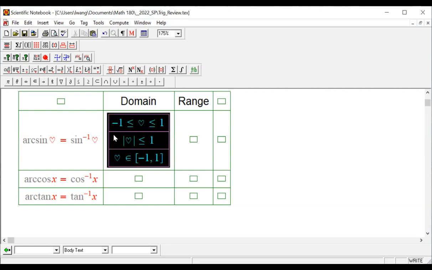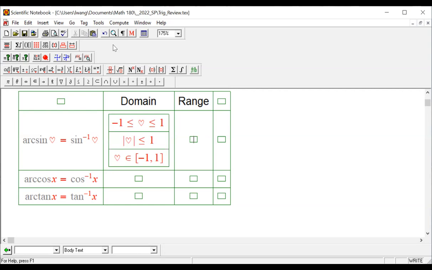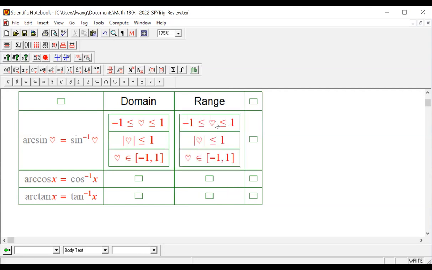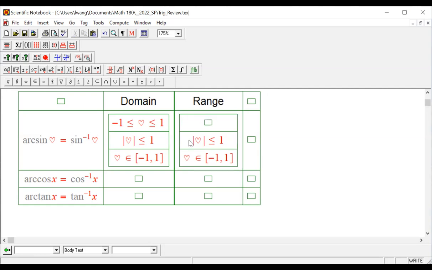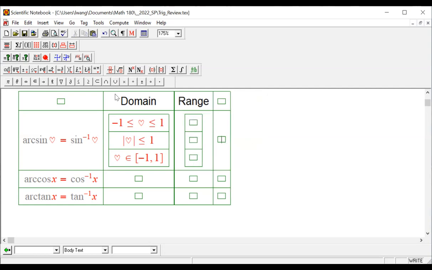The range for arc sine has three forms as well. It's not from -1 to +1 for sure, because if you look at the picture, let me show you the picture. Arc sine.